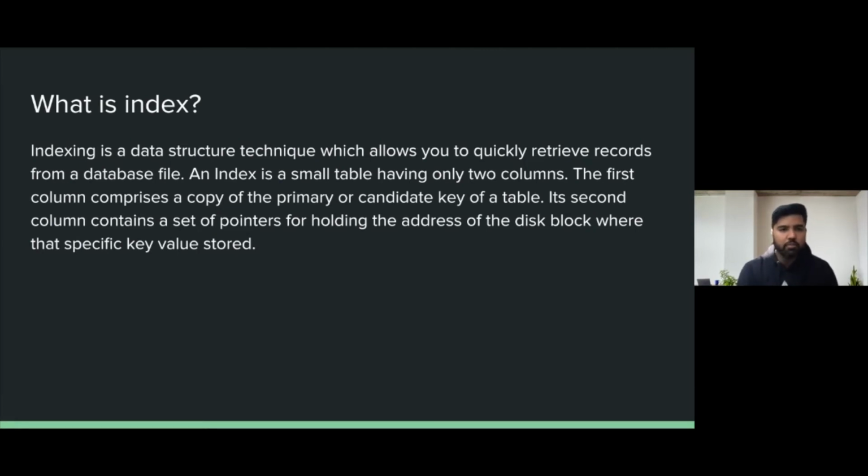I will explain in the table how it is being done. The second column contains a set of pointers for holding the address of the disk block where the specific key value is stored. If you know about the hard disk, how things are being saved over there, it's just one address and the system puts the information on that one address.